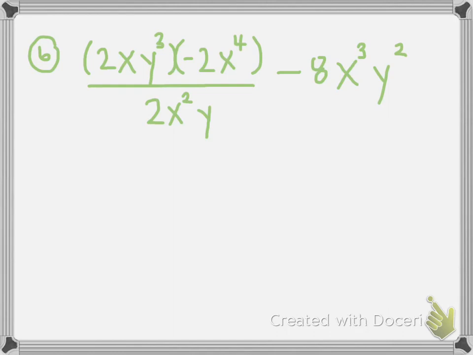Okay, so let's do this one here. So this is 2xy cubed times negative 2x to the 4th. Okay, so we'll multiply first. We'll do our numerator, so 2 times negative 2, which is a negative 4. X times x to the 4th would be x to the 5th. And y cubed all over 2 x squared y.